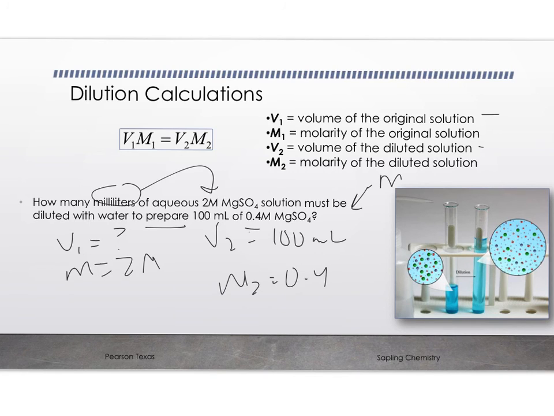Okay, so here's the thing with dilution. You can leave the volume in milliliters only if both variables are in milliliters. Otherwise, if you convert one to liters, the other one must be in liters. So you need to have similar units for your volume.